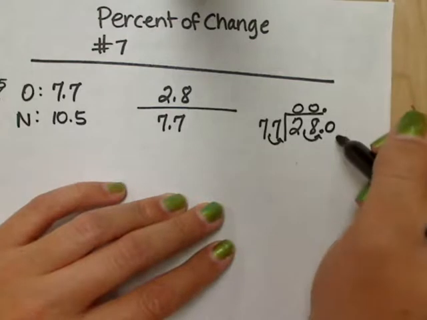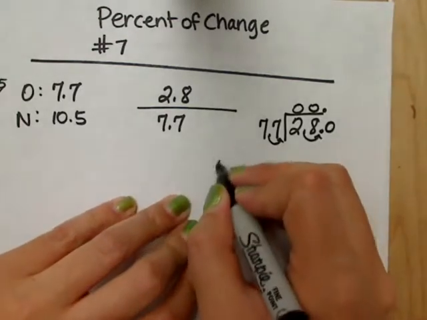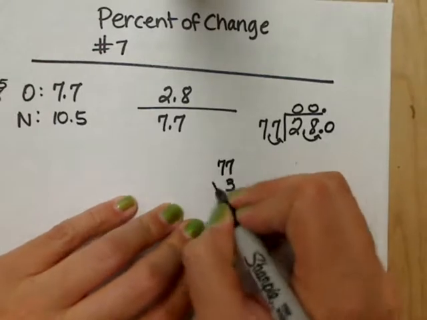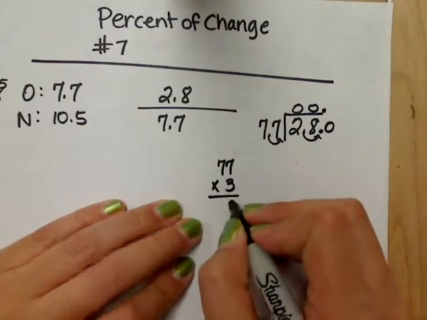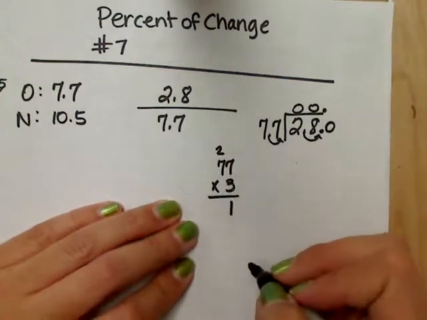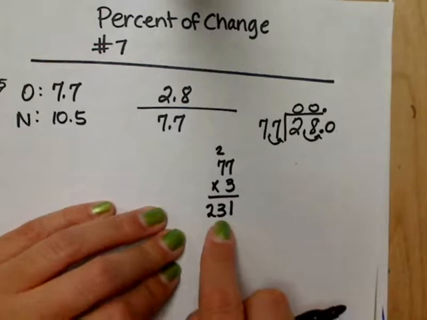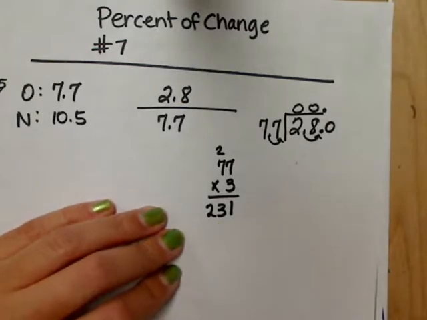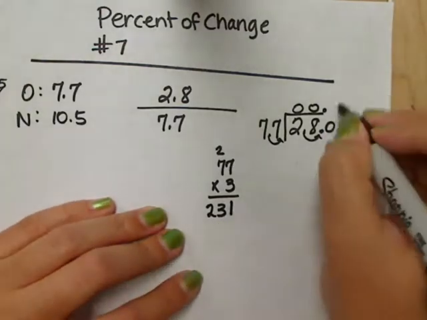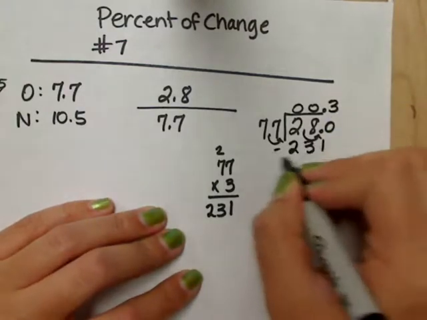77 into 280? 4. I think 4. Well, let's try 3. Corbin said it first. So 3 times 7 is 21. Thank you. 3 times 7 is 21 plus 2, 23. Can I fit another 77 without going over? I cannot. So that's a 3. This is 231. I subtract.